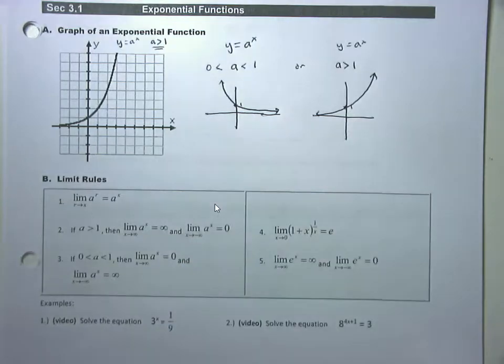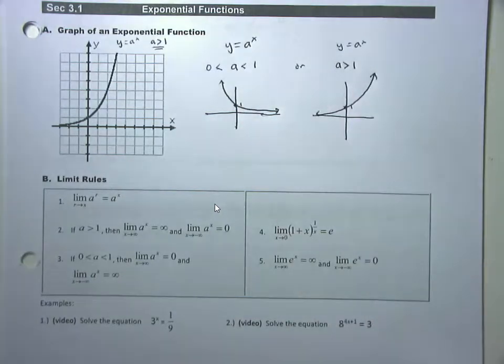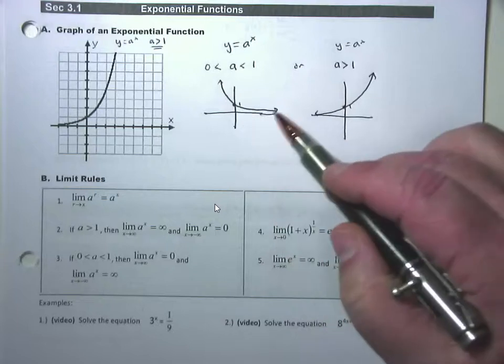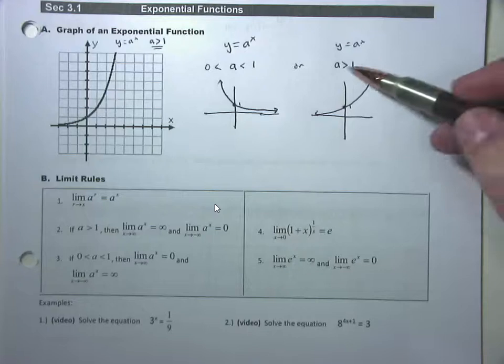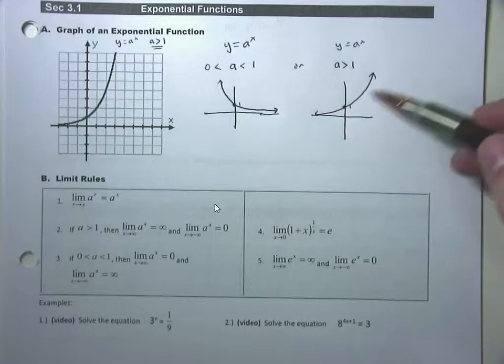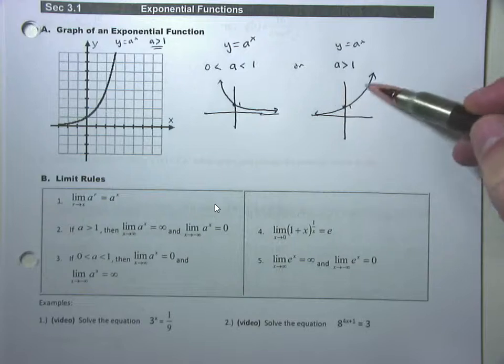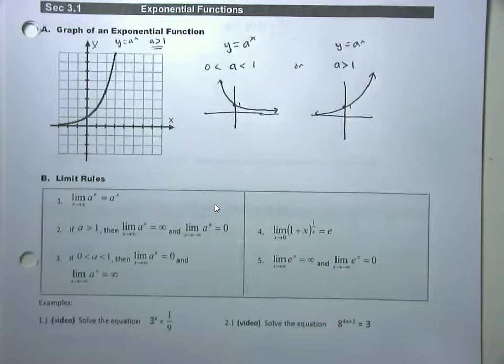Now here's the big deal. We have two different kinds of exponentials: when the base is a fraction versus when the base is bigger than 1. When it's a fraction, we call this a decay graph. As time goes on, you get a smaller and smaller amount. When the base is bigger than 1, that's called a growth graph. As time goes on, or x gets bigger, the graph gets bigger and bigger and bigger. This is a growth model. This is a decay model. So you're going to see a lot of modeling with this type of material. Okay?